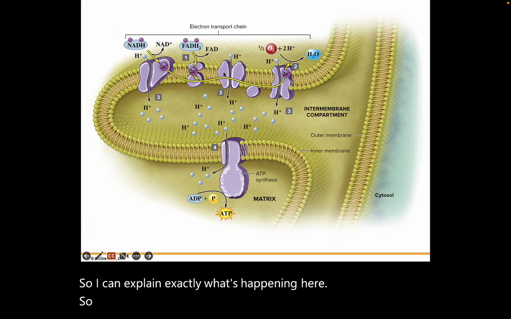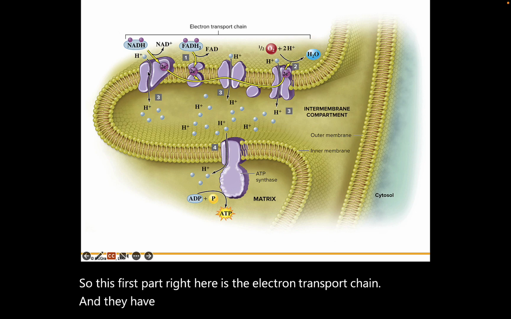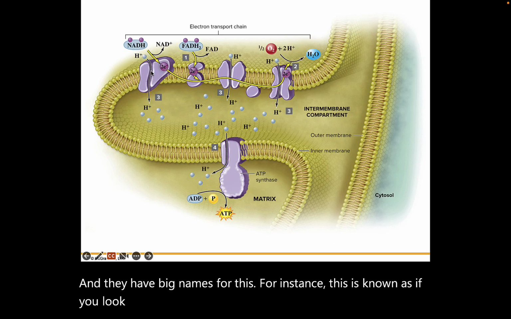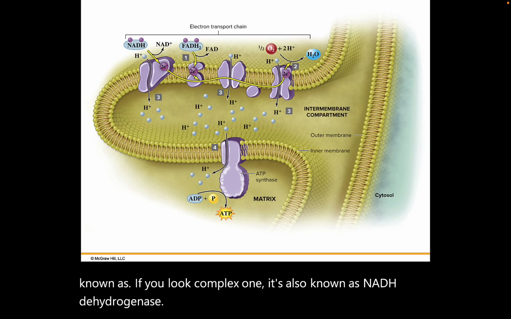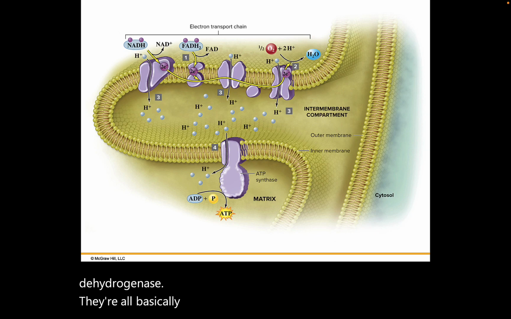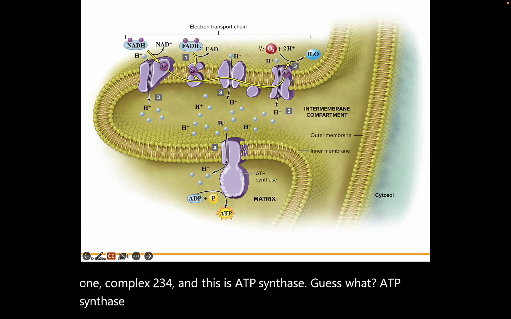So this first part right here is the electron transport chain. And they have big names for this. For instance, this is known as, if you look, complex 1. It's also known as NADH dehydrogenase. They're all basically enzymes, all of these. This right here, complex 1, complex 2, 3, 4, and this is ATP synthase. Guess what ATP synthase does?